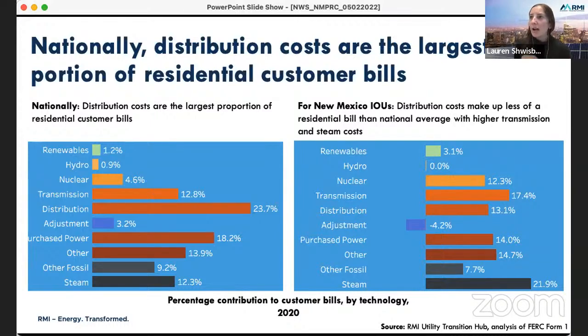I also pulled on the right side here this data for just IOUs with a footprint in New Mexico. You can see here, New Mexico's distribution costs are a little bit under the national average with respect to the total amount of a residential customer bill that they are making up. And there are larger portions than the national average that are going towards transmission and traditional steam generators. So hopefully that gives you a picture of both the national trend and where New Mexico is sitting with respect to that trend.